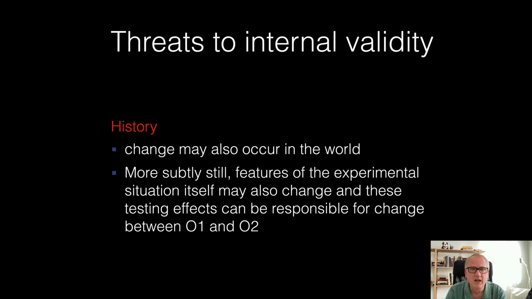More subtly, features of the experimental situation itself could change, and these could be responsible for changes between O1 and O2. It could be, for instance, that the experimenter gets tired during the experiment, or the experimenter went and had some coffee and by the end of the experiment they're talking really fast, and so when they measure O2, talking really fast, they get a different kind of response.